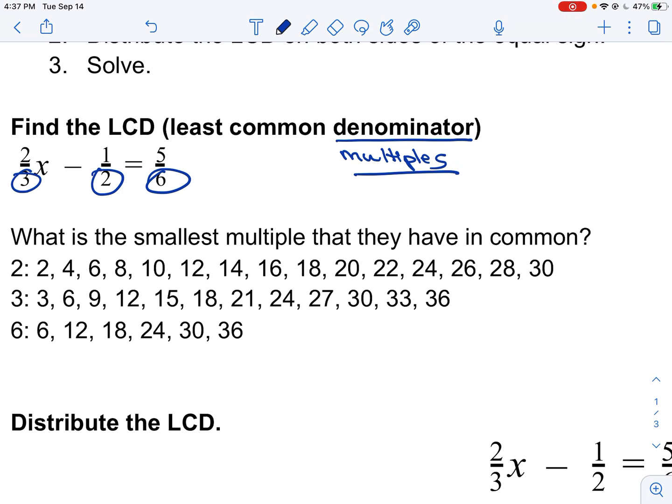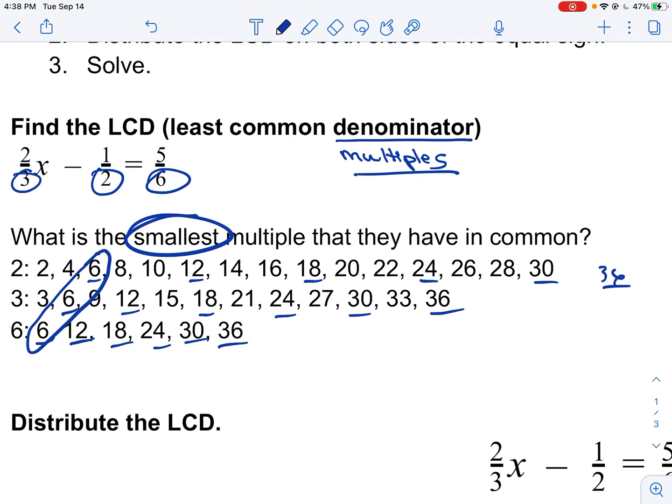So I just wrote out all the positive multiples of 2: 2, 4, 6, 8, 10, 12, going on forever. Then 3, 6, 9, 12, 15, 18, going on forever. Then 6, 12, 18, 24, 30. Now, they have a lot of them in common. We have a 6, a 12, an 18, a 24, a 30 in common. We would have a 36 too. But it wants the smallest one. So the smallest one that they have in common is 6.